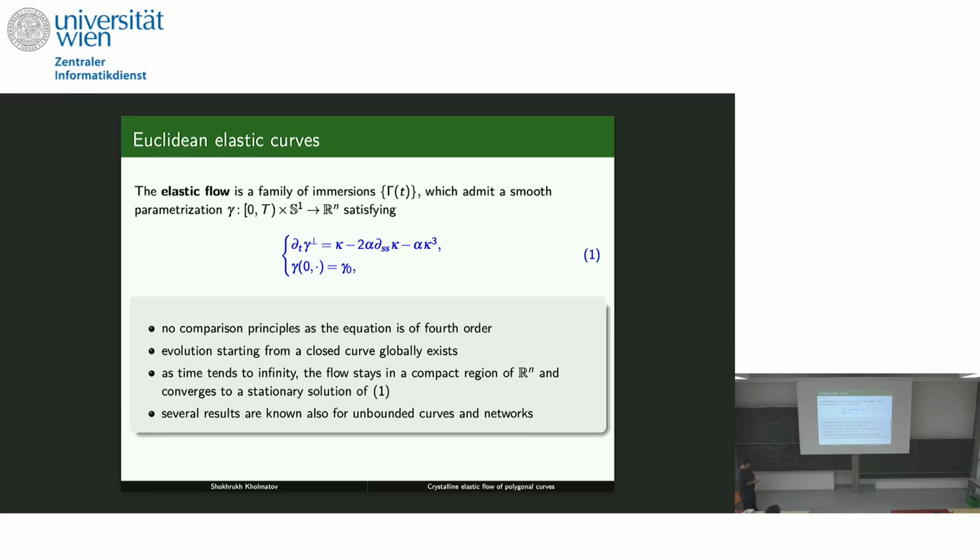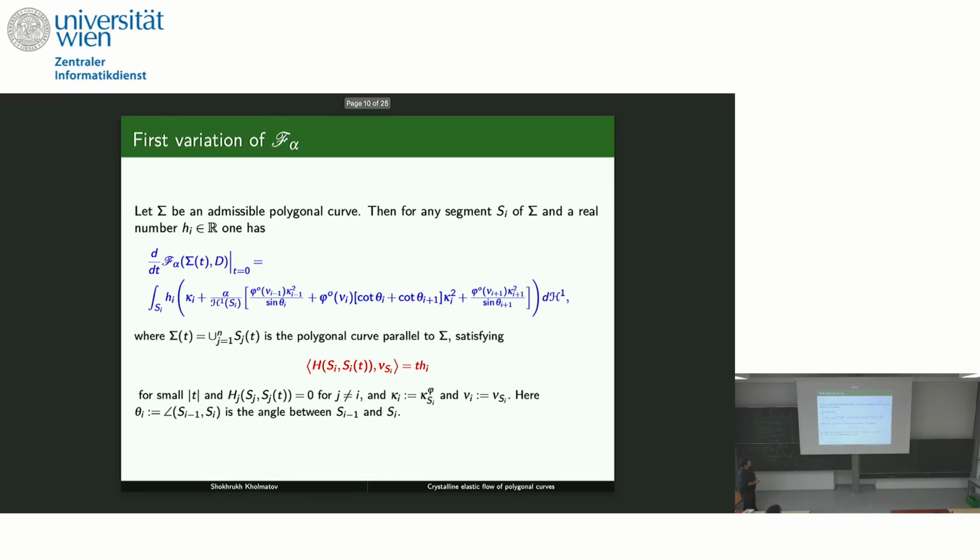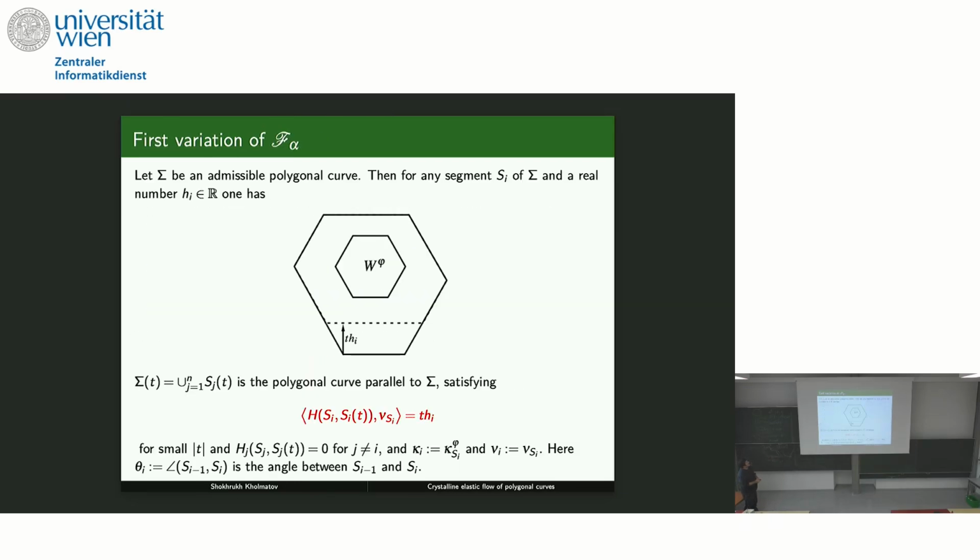I consider first variation of F alpha, my elastic energy. Now I have to define what kind of perturbations I consider. Because in the smooth case, I can always consider smooth perturbations, but here I should be a bit careful. And how do I perturb? For example, I have part of the curve.